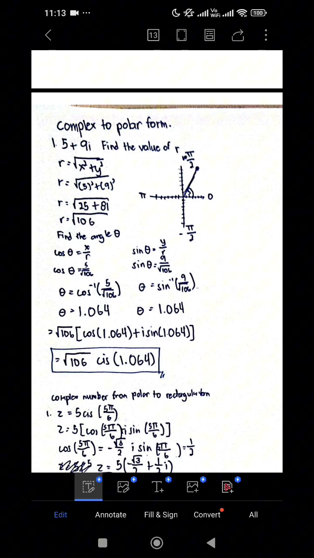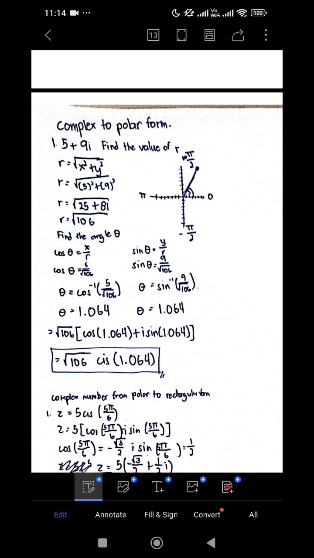Then next we need to find the angle theta. So cosine theta equals x over r. Then substitute the value. The value of x in the given is 5. Then the value of r is what we got earlier, which is the square root of 106. So we simply substitute. Then theta equals cosine raised to negative 1 of 5 over the square root of 106.